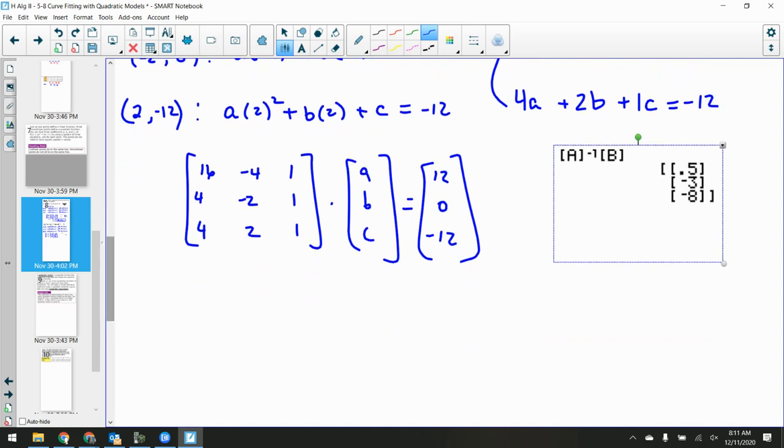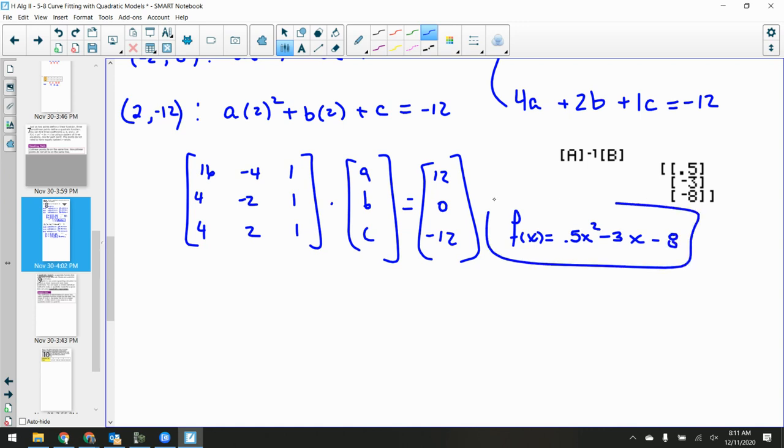So that means that f of x is equal to 0.5x squared minus 3x minus 8. That's the quadratic that runs through those points. And it's a perfect fit, right? I'm not saying that it's a close fit. I'm not saying that quadratic ends up really close to those points, just close enough. No, I'm saying that this runs perfectly through those three coordinates.